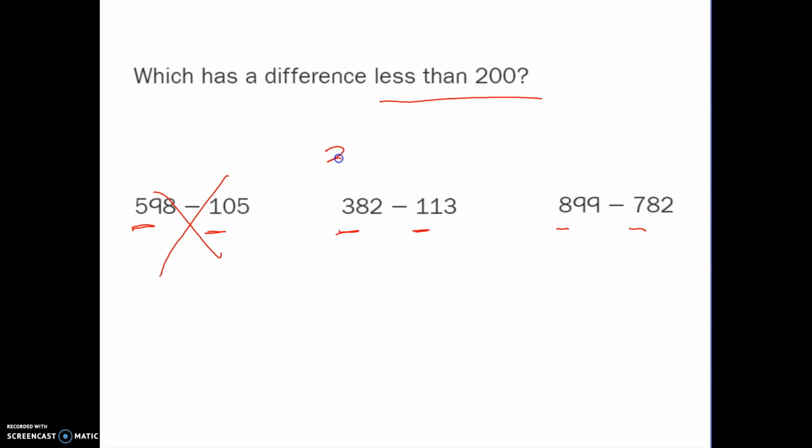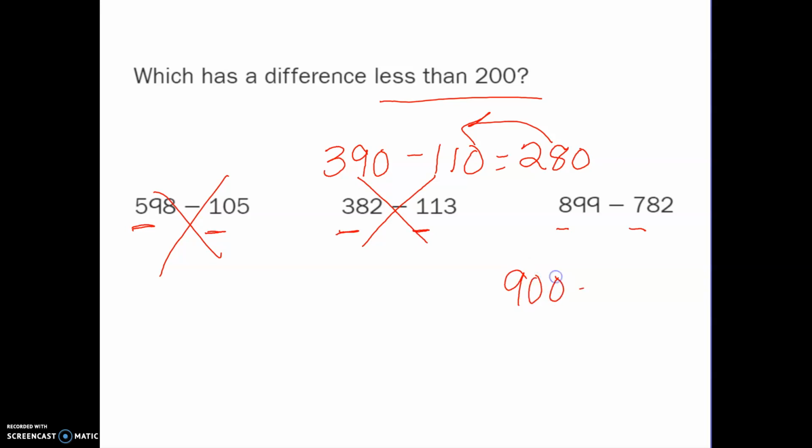382, I'm going to round that to the nearest 10, so 390. 113, I'm going to round that to the nearest 10. That's going to be 110. And when I subtract that, 300 minus 100 is 200. Then I've got 90 minus 10. 90 minus 10 is 80. So my estimate for that problem is 280. That is not less than 200. So I'm going to eliminate that one. But I'm going to confirm over here, 899, if I round that to the nearest 10, it's going to be 900. And if I round 782 to the nearest 10, that's going to be 780. And the difference is going to be 120. So this one is less than 200.